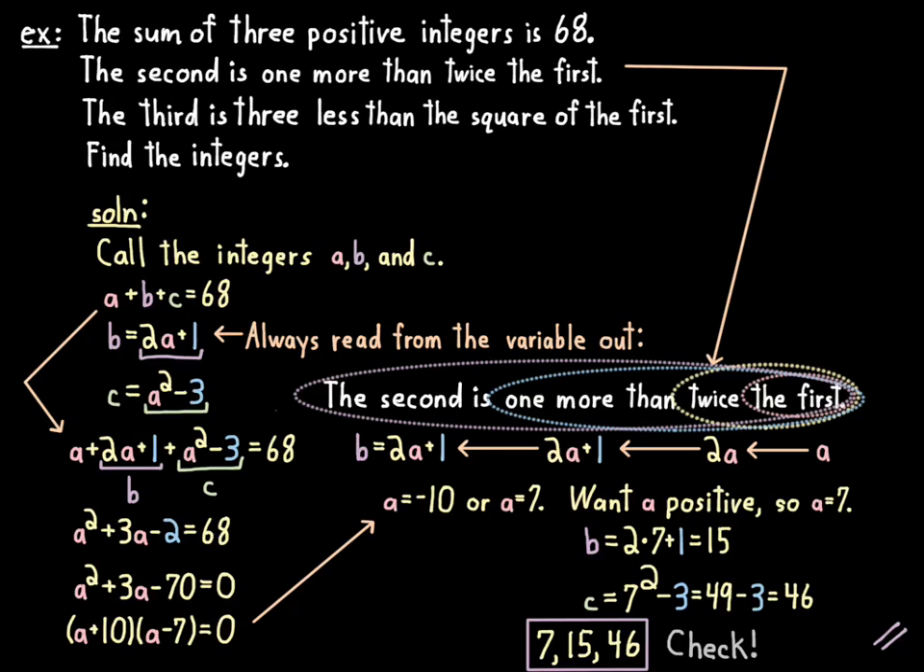Doesn't matter, right? The second one is 1 more than twice the first. So the first one, if you take twice that, you get 14. It's supposed to be 1 more than that, so that's 15. Yeah, works, right? The third one is 3 less than the square of the first. I'm reading it off of here, right? 3 less than the square of the first. So the square of the first is 49. 3 less than that is 46. See, so it all works. It's all good. So that's it. Done with the problem. You put a box around it, you're done.